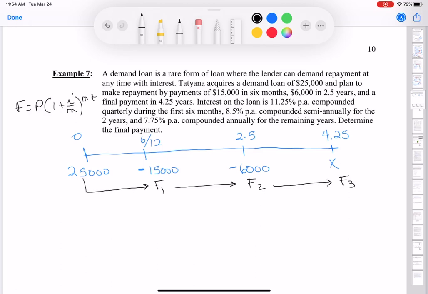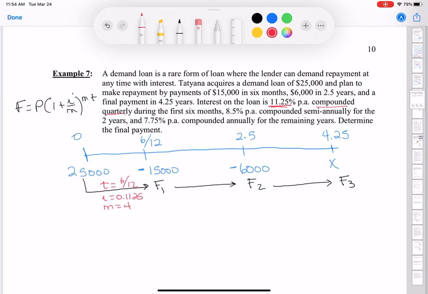And we see here that the interest rate and how it's being compounded is changing. Now, I find it beneficial if I write what's happening on the section of the timeline that I'm dealing with. So clearly the time here is 6 months because I'm going from 0 to 6 months, or half a year. And in that first half of a year, interest is 11.25% compounded quarterly. So my I is equal to 0.1125, and we are compounding quarterly.